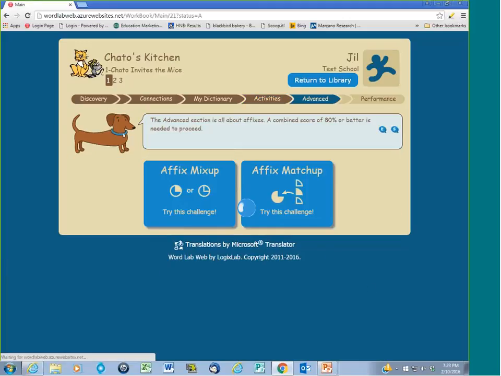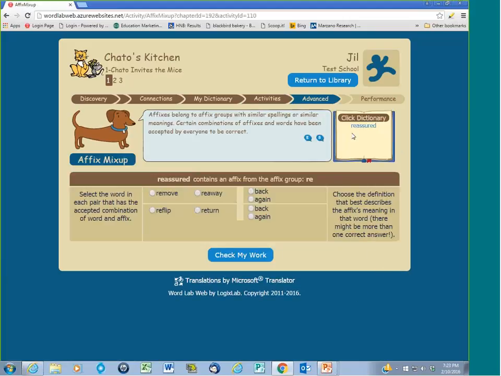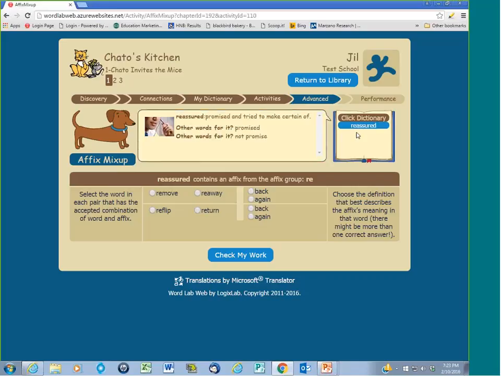Okay. Now we've moved on to affixes. These words use affixes that are part of other words as well. The affix or prefix here is re. Re is also used in the word remove or re-away, reflip, and return. Now, in this top row, one of these words is a normal word that you would see in the dictionary. Another one is a made-up word. I'm going to say remove is the real word, and down here I'm going to say return is the real word.